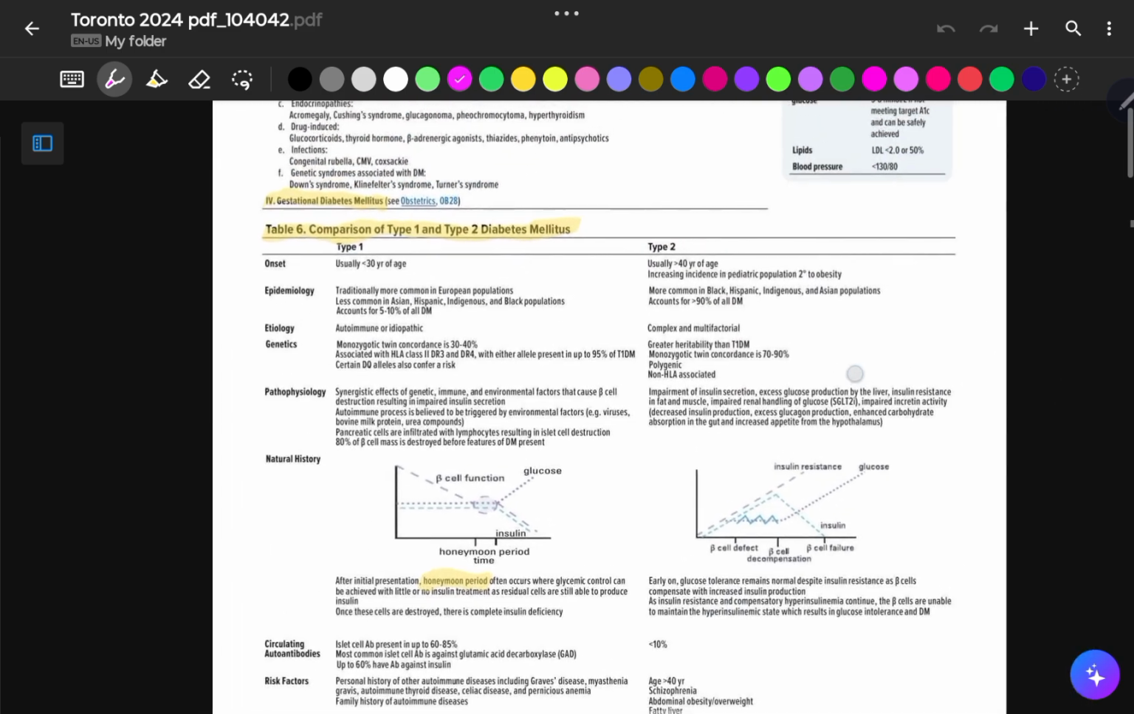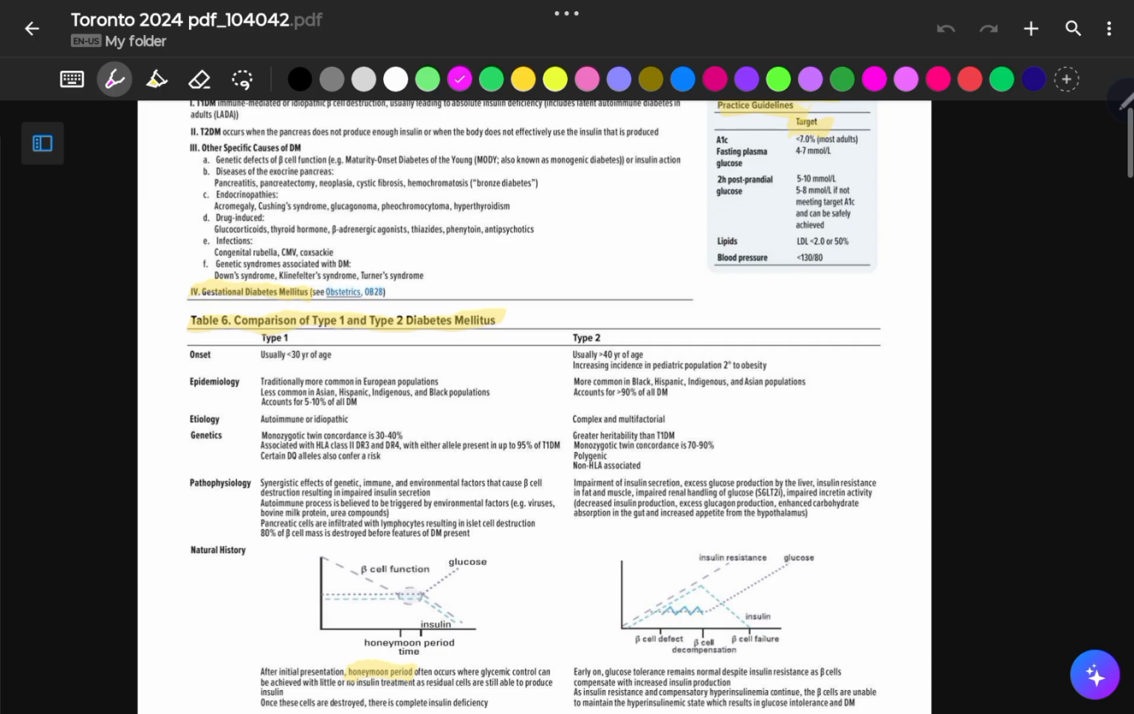So type 2 diabetes is usually found in patients that are over 40 years of age, and there is increased incidence in the pediatric population secondary to obesity. It's usually more common in Black people, Hispanic, indigenous Canadians, and Asian population. Accounts for 90% of all diabetes. Okay, so usually the cause is complex, it's multifactorial.